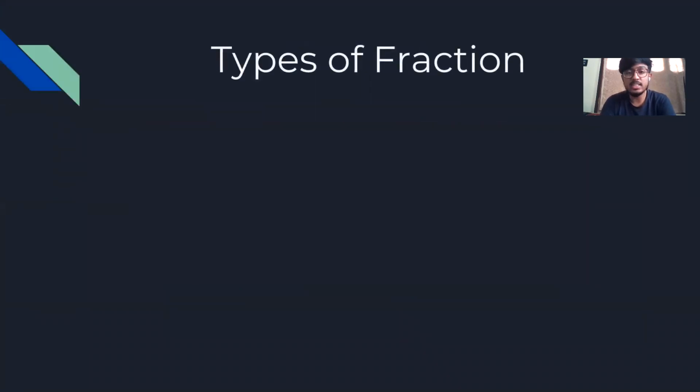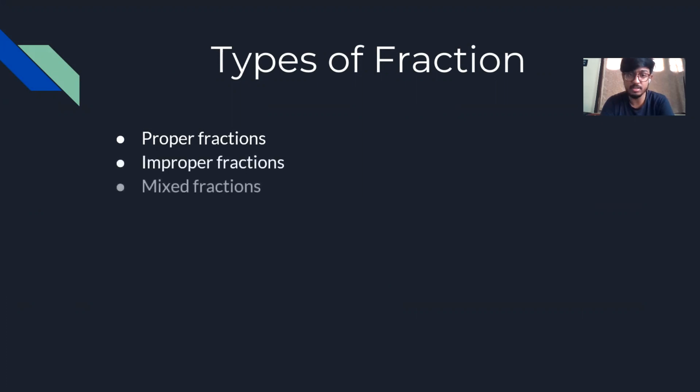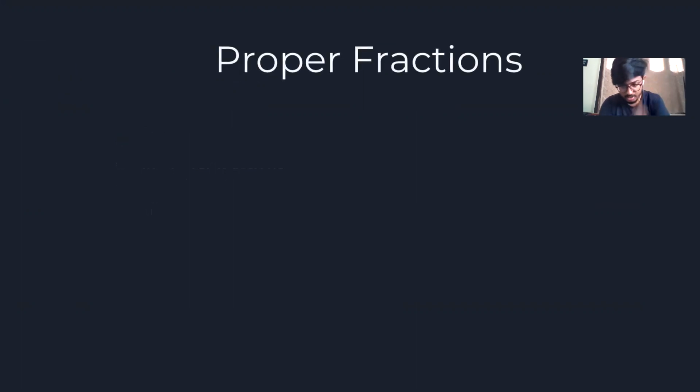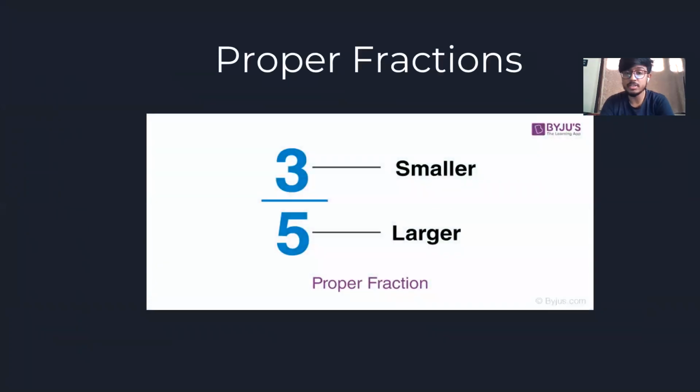Now let's see what the types of fractions are. The first one is proper fraction. The next ones are improper fraction, mixed fraction, like fractions, and unlike fractions. Let's see what proper fractions are. Proper fractions are those fractions whose numerator is smaller than the denominator. As you can see in the example, the numerator here is 3 and the denominator is 5. So the denominator is greater and the numerator is smaller. These kinds of fractions are proper fractions.